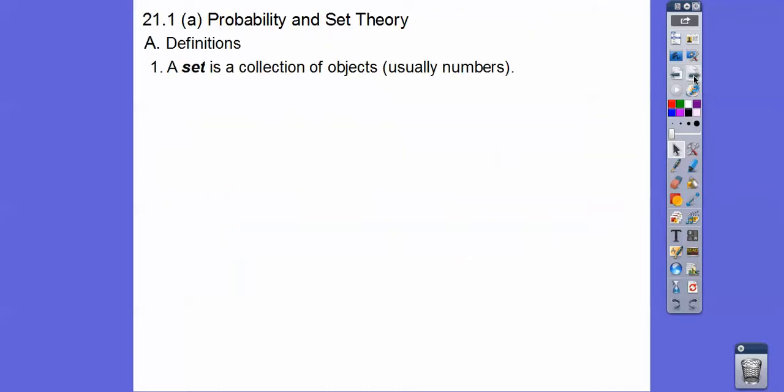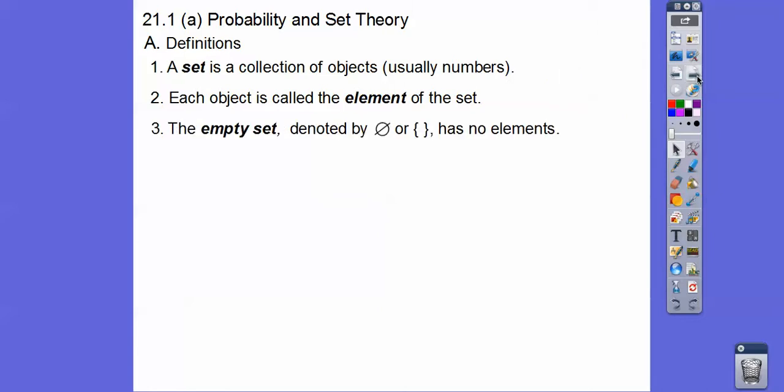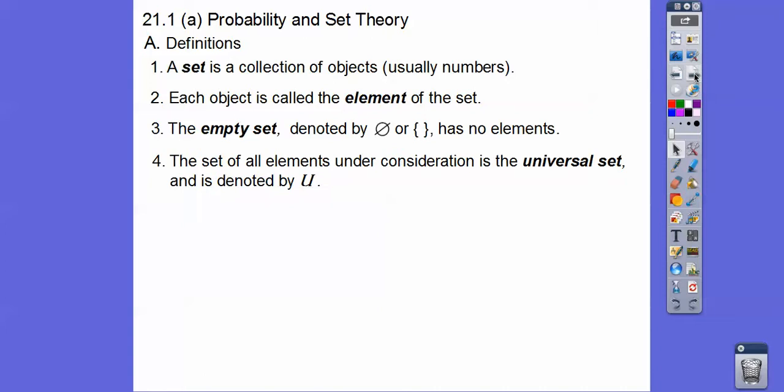So here's some definitions. A set is a collection of objects, usually numbers, but they don't have to be numbers. They could be letters or colors or whatever. Remember doing set notation? We wrote these funny looking brackets. Each of the objects in the set is called an element. The empty set is denoted by a zero with a slash through it, or you just draw the set notation brackets with nothing in it, something that has no elements in it.